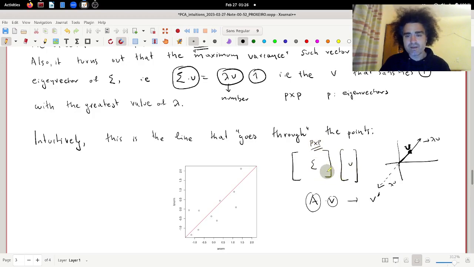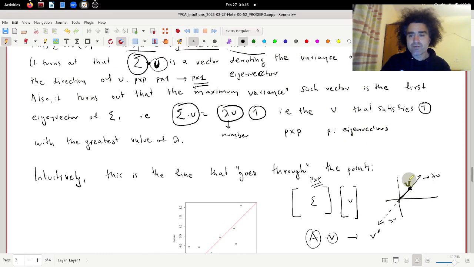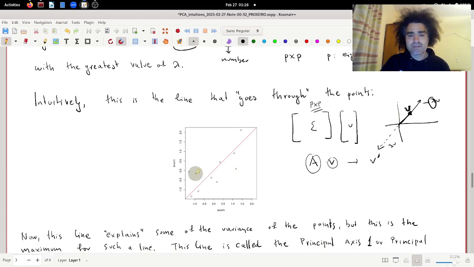And it turns out mathematically that exactly these vectors, exactly these directions of these vectors, are the directions along which the variance is maximized. So the vector with the greatest lambda, from this equation here, defines the direction along which the data points have the greatest variance. In order to see that graphically, if I have these points, this vector here, this direction here, is the direction along which the variance of the points is the greatest.